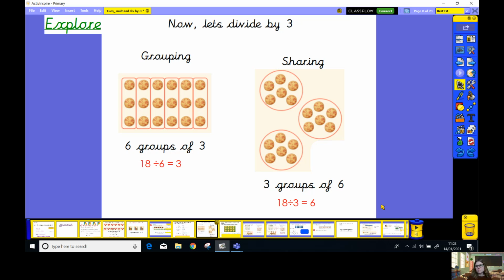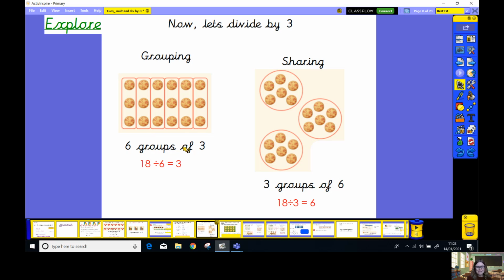Right, now let's have a go at some dividing by 3. Now today I might use 2 words. I might say grouping or sharing in my questions today. And let's have a look. We've got 18 cookies on the board here. Now, first of all, I have grouped them. I've grouped them into 6 groups of 3. I have calculated 18 divided by 6, which would equal 3.